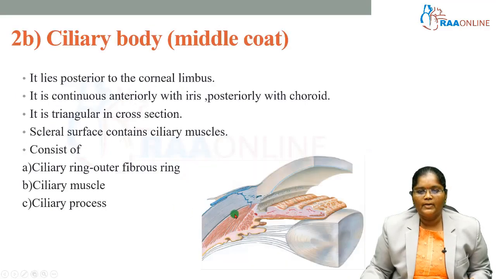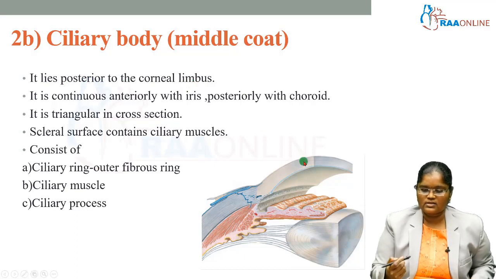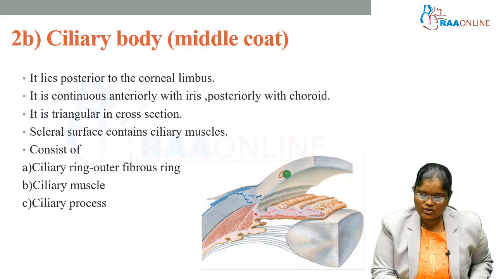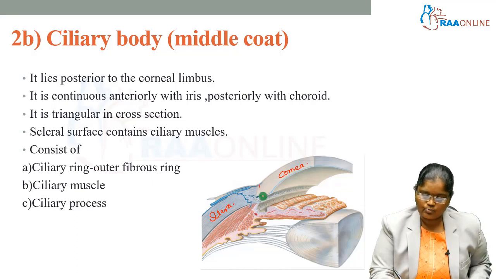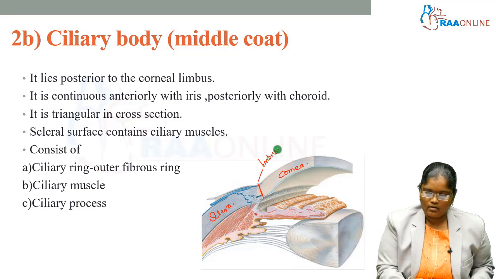Now let's go to the middle portion of the uveal tract, that is the ciliary body. This ciliary body lies posterior to the corneal limbus. Here you can see a section, a hemisection. This is cornea, this is sclera, and this area is the limbus. This whole part is the ciliary body.